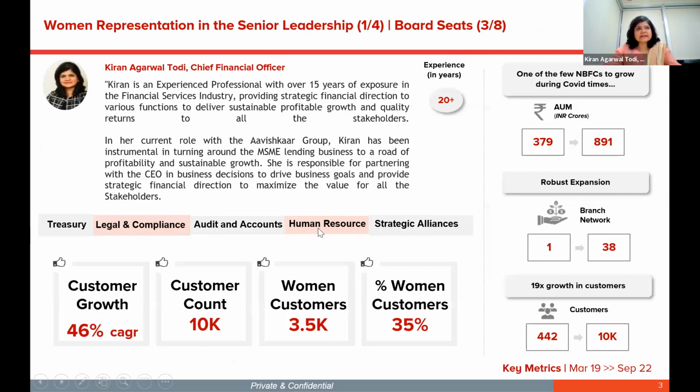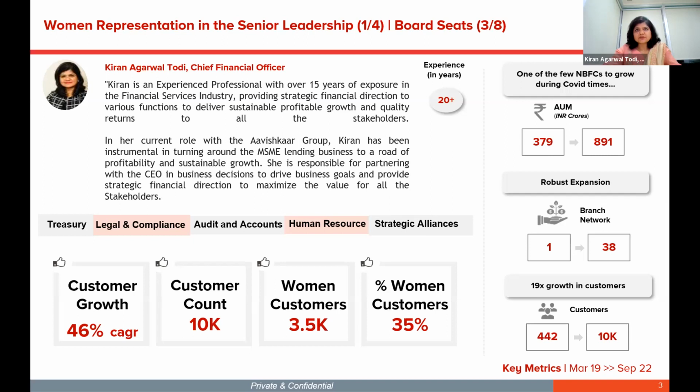We move to the next slide. Here, what I would like to give you is a bit of a view on Ashv Finance in terms of the numbers. I've already talked about the branch network.